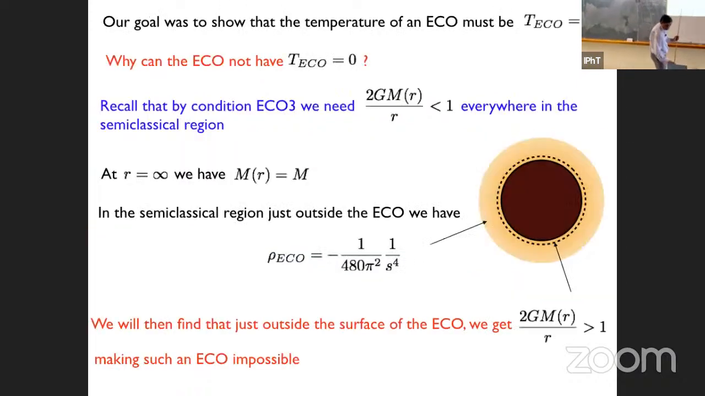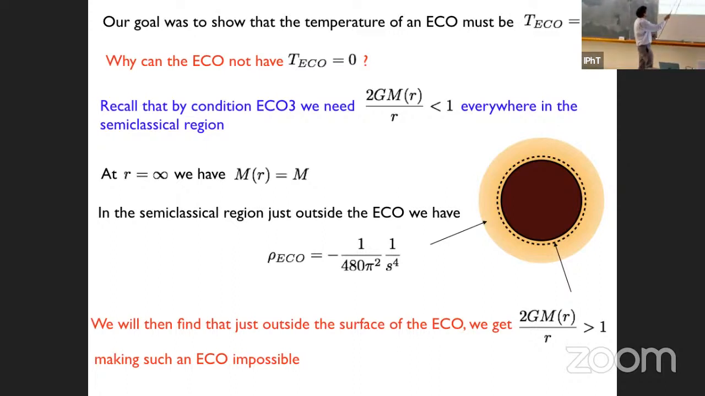And that's the crucial step, because with that, we are asking the question, why can the temperature of the ECO not be actually zero? And the point is, by this condition, we need to have the fact that 2GM over r should always be less than 1, because otherwise the black hole actually collapses. So at any radius, you can't be inside the horizon. That was our condition. We'll see that that condition is actually violated when we have this kind of Casimir energy. So this is the crucial argument. I'll give you more details on the next slide. But if we understand this, we have understood the crucial point of the talk. And let's proceed this way.